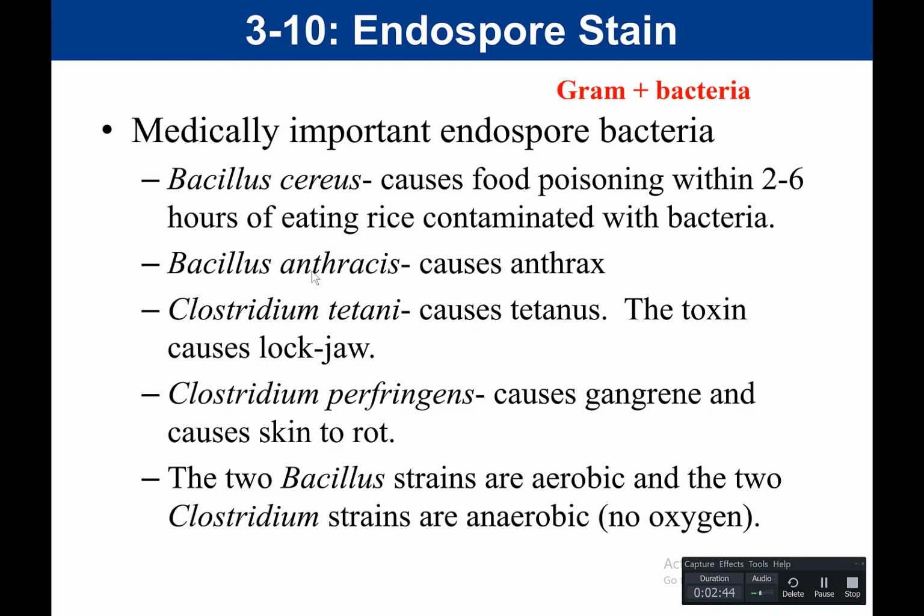You also want to know that there are 2 genus of bacteria that are most commonly going to have endospores, and that is Bacillus, which is aerobic. So you want to know this, Bacillus that's aerobic, and Clostridium, which is anaerobic, and that both of these genus are gram-positive bacteria. So more commonly, endospore-producing bacteria will be gram-positive. There are some exceptions, but generally speaking, endospore-producing bacteria are the ones that are gram-positive, and usually Bacillus or Clostridium.